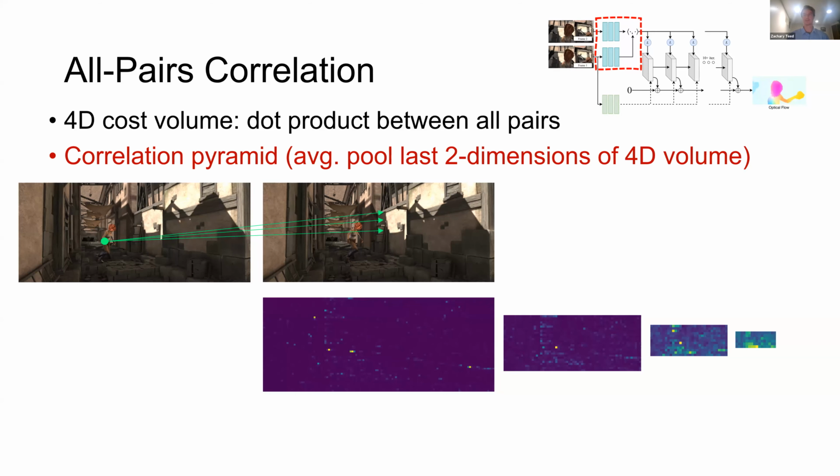We then perform repeated average pooling over the last two dimensions of this correlation volume. And again, I'm visualizing this 2D slice corresponding to the green pixel. What this average pooling does is it smears out these high confidence activations.